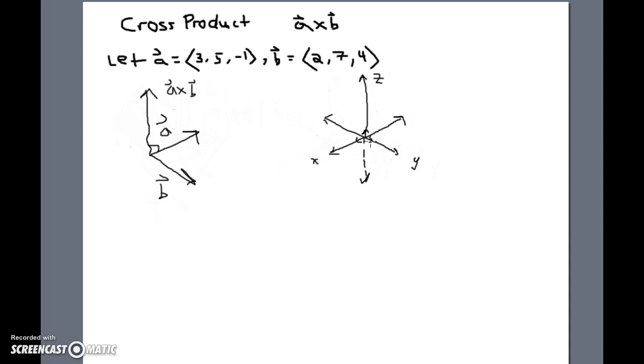Once again, it is a vector that is derived by using determinants and matrices, which we will go over in a little bit, and that vector is perpendicular to the two vectors that we started out with. So let me erase these two illustrations, and then let's get right to this example problem, where we have defined vector A as 3, 5, -1, and vector B as 2, 7, 4.